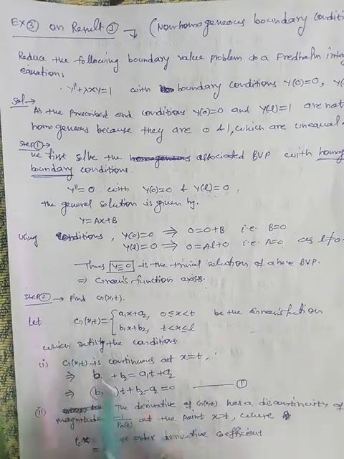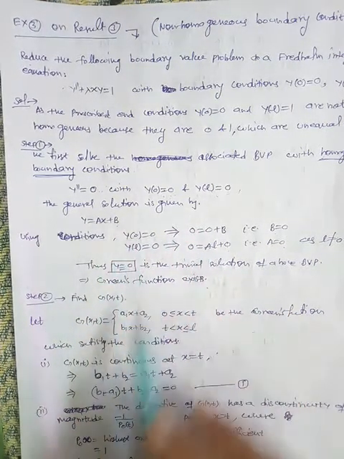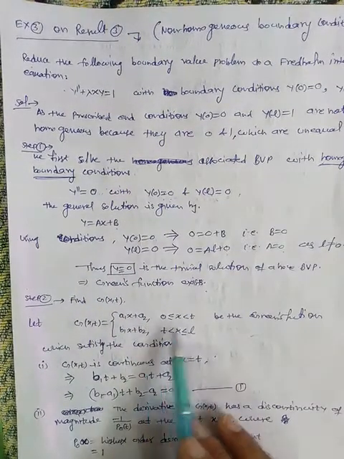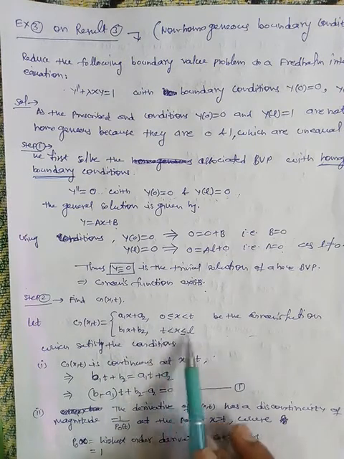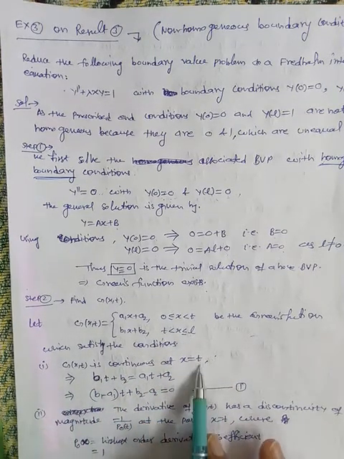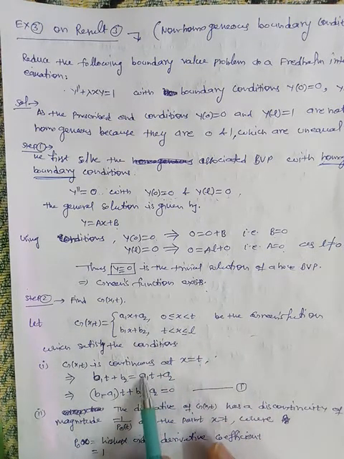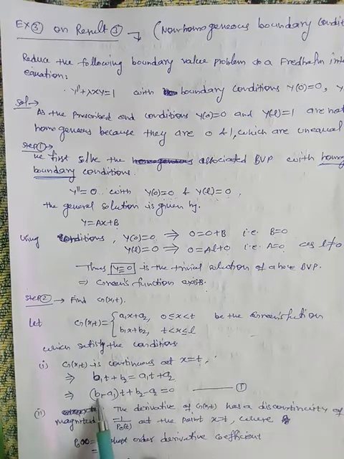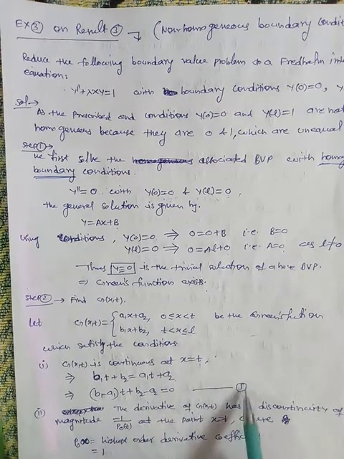Step number 2. So g(x,t) is given by, from this general solution, a1x plus a2 in the range 0 to t, and b1x plus b2 in the range t to L. Okay, which satisfies the conditions. The first condition is continuity at point t, that means b1t plus b2 is equal to a1t plus a2, and this implies (b1 minus a1)t plus (b2 minus a2) is 0. This is equation number 1.